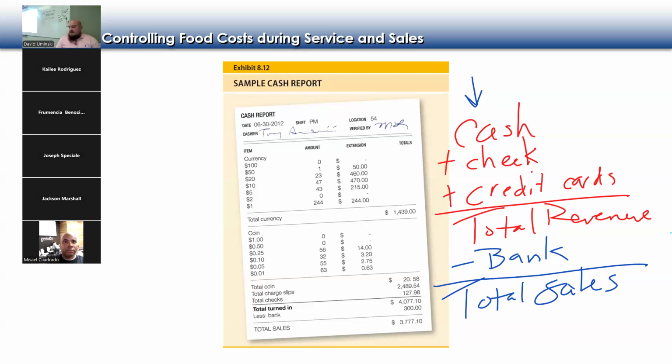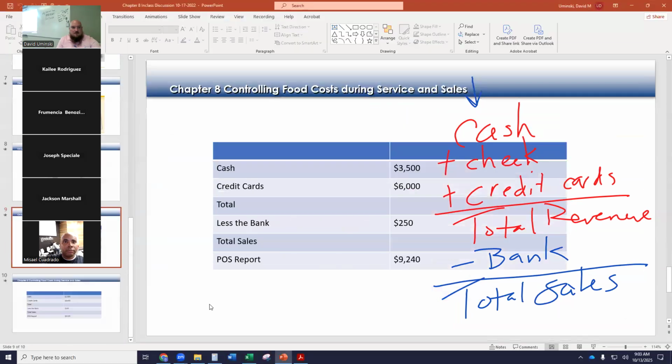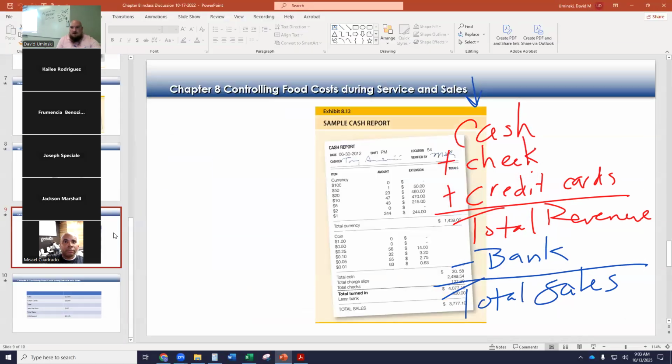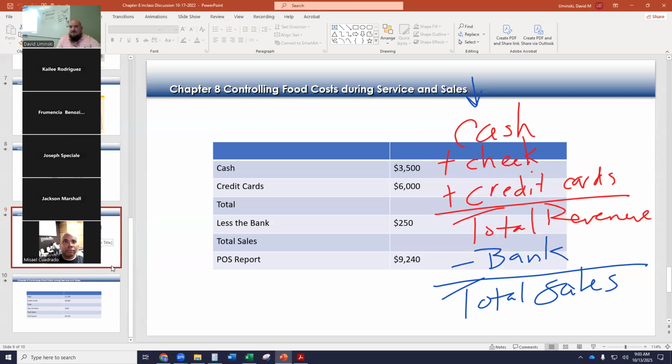So let's do the example. Let me open up Excel so you all can see it. Oh, maybe it's here already. Yep, this one right here. All right.